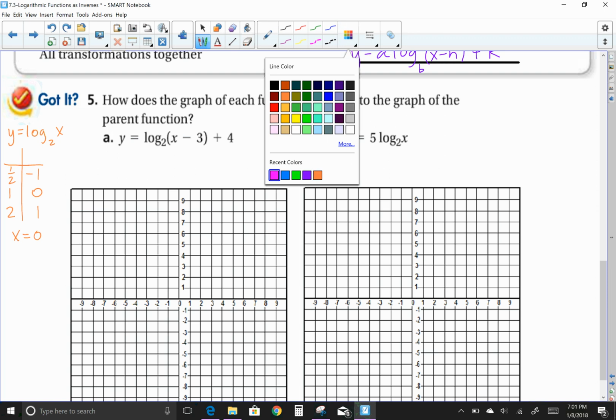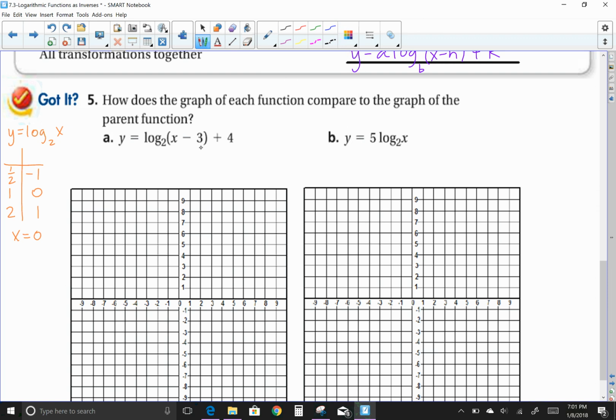And now I'm going to talk about what kind of changes we have. Okay, this 3. I know y'all tell me it goes to the right. If you had to write that on your quiz, you would say translated right 3. And you would know this goes up, and so you would say translated up 4. So this is affecting my x, and this is affecting my y.